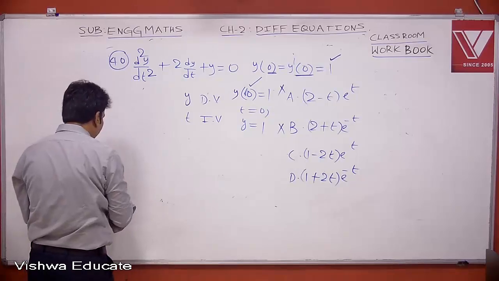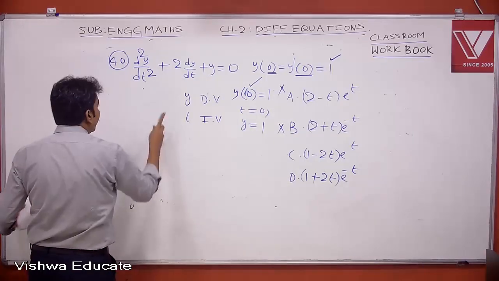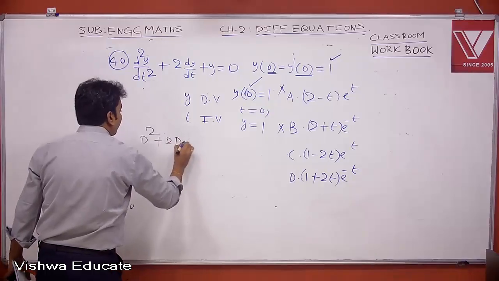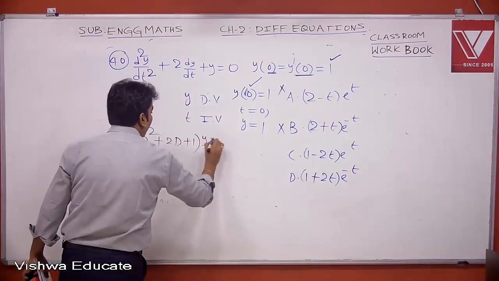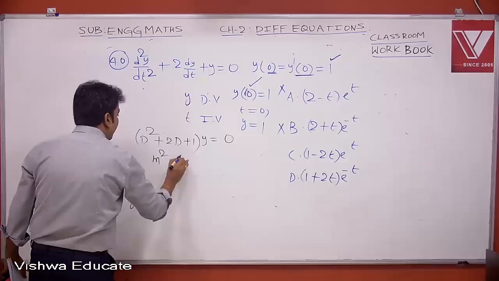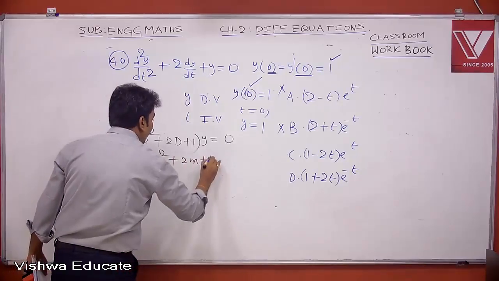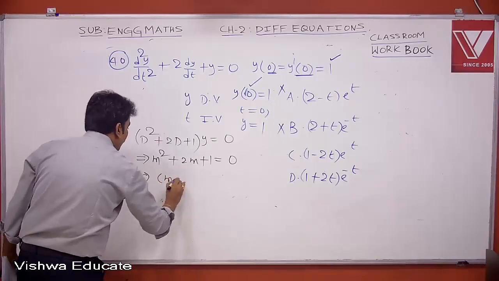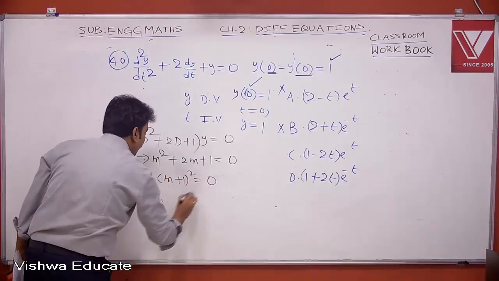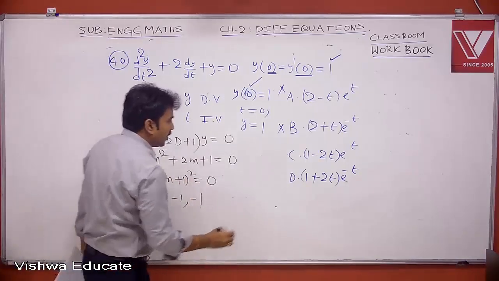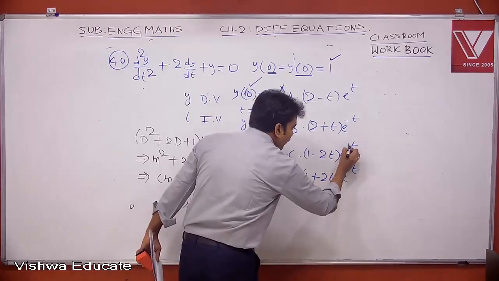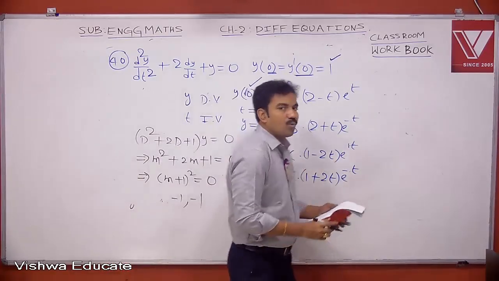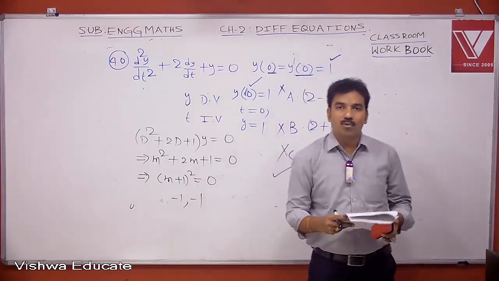This is actually in capital D form, or I can write the auxiliary equation. So in capital D form, this is d square plus 2d plus 1 of y equal to 0. The auxiliary equation is m square plus 2m plus 1 is 0. So this implies m plus 1 whole square equal to 0. So roots are minus 1, minus 1. Here the value of root is plus 1, but it is minus 1, so wrong option. So option D is the right answer.